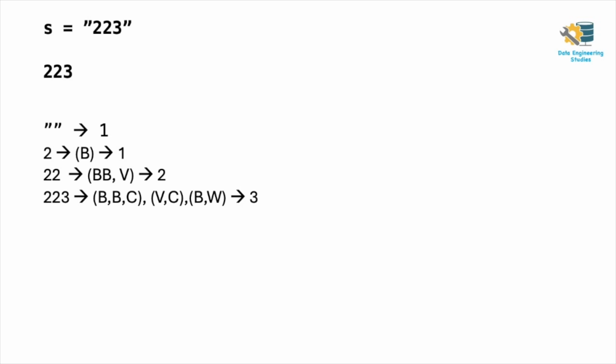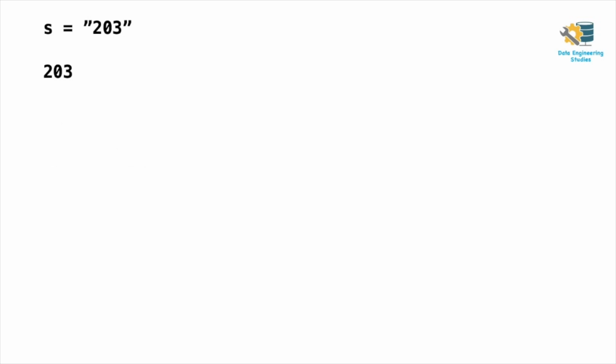Are you seeing any pattern here? 1 plus 1 equals 2, which is the third subproblem. 1 plus 2 equals 3. That is the answer to the fourth subproblem. Our answer to this problem is 3. Let's take another example. Our string is 203. So here there are 4 different subproblems. Initially we are assigning 0 for all the subproblems.